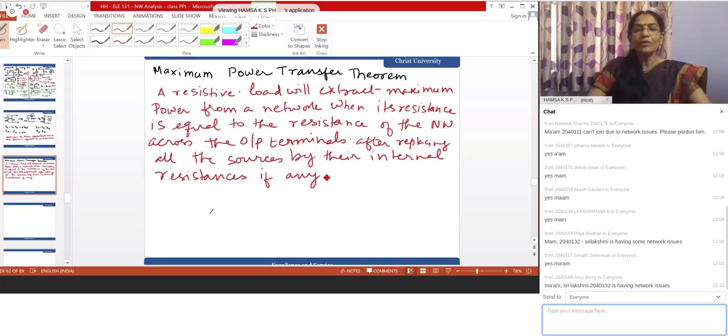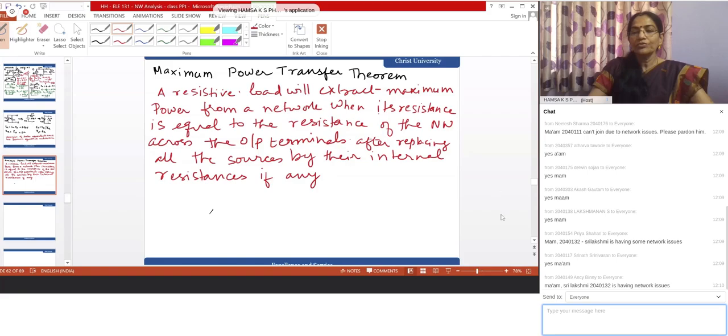I want you to tell me what you understand from this. Resistive load is a resistance, right? So resistive load will extract maximum power from a network when its resistance is equal to the resistance of the network across the output terminals after replacing all the sources by their internal resistances, if any.